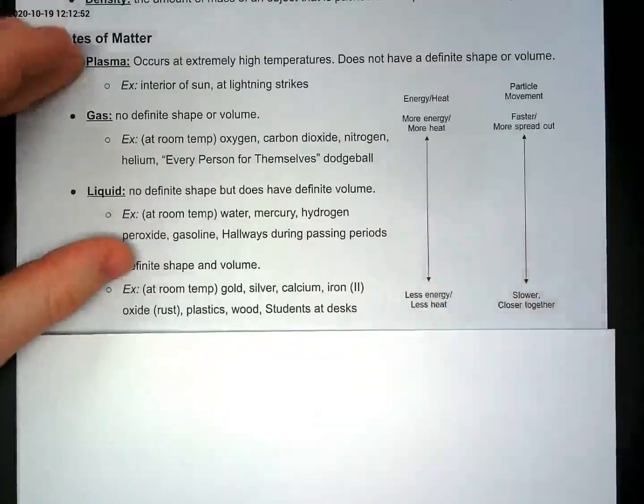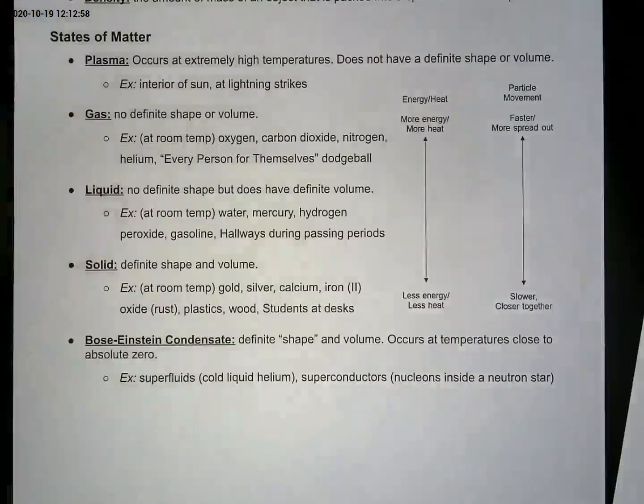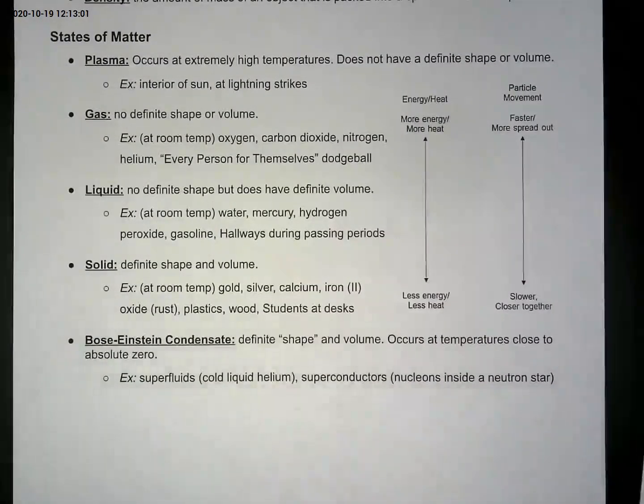Now, I told you I'd get to this over here. Oh, and I forgot about the last one, sorry. This last one is somewhat new, in the fact that we can somewhat observe it, or at least calculate it. It's called the Bose-Einstein condensate. The Bose-Einstein condensate has definite shape, if you want to call it a shape, and it does have volume. The only thing is that this occurs at temperatures close to absolute zero.